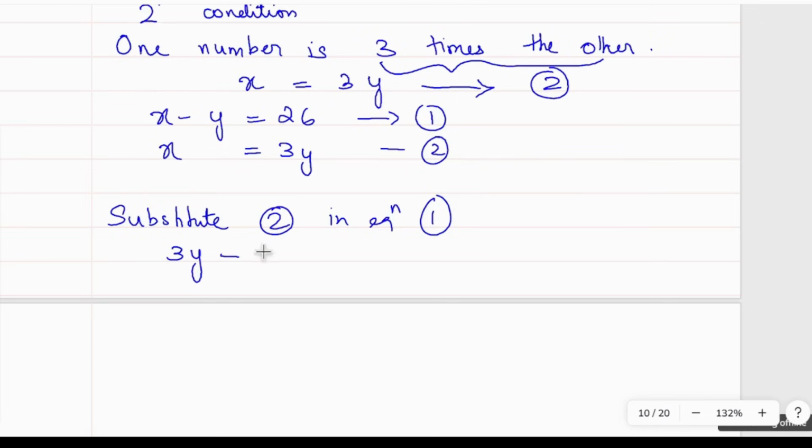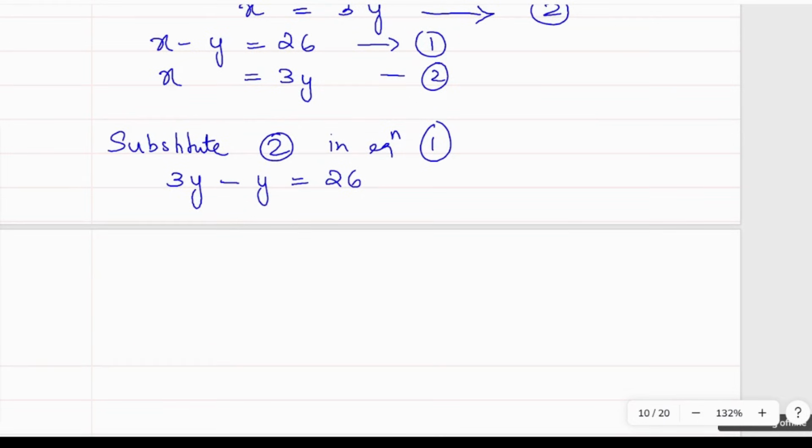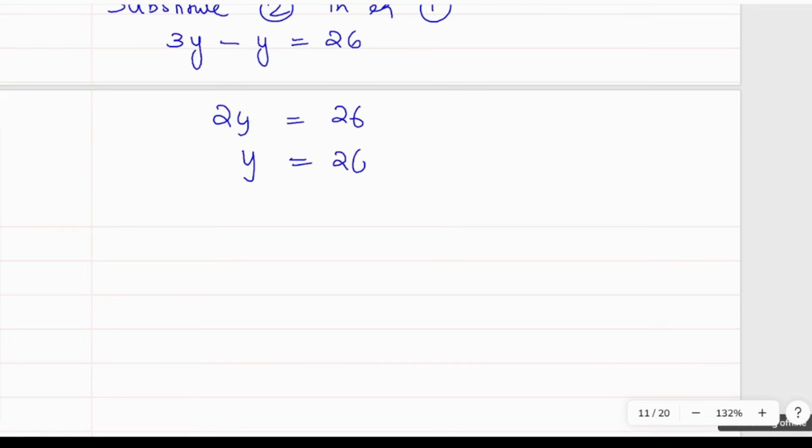So 3y minus y equal to 26, right? So 2y equal to how much? 2y equal to 26. Then what is y? y equal to 26 divided by 2, right? What is 26 divided by 2? 13. Okay, so we got y as 13.